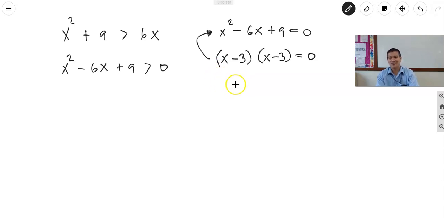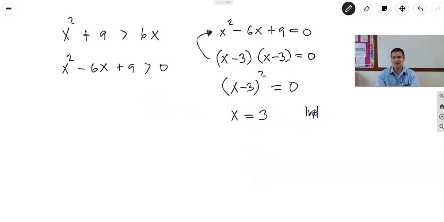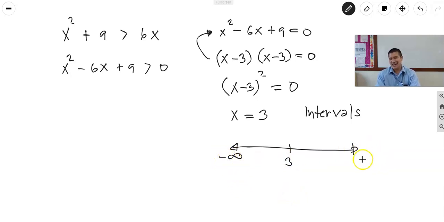So what is the value of x? We now have x minus 3 squared equals 0. So x equals positive 3. Now, how will we get the intervals? For the intervals, we draw a line diagram, where we mark the positive 3. Here will be negative infinity, and here will be positive infinity.